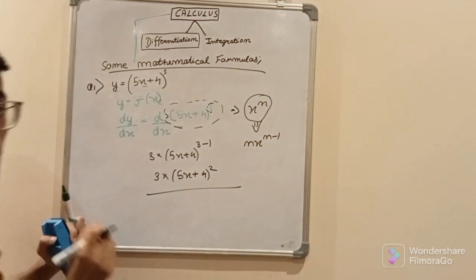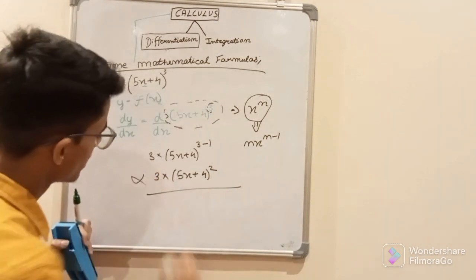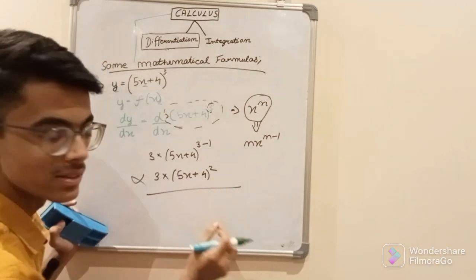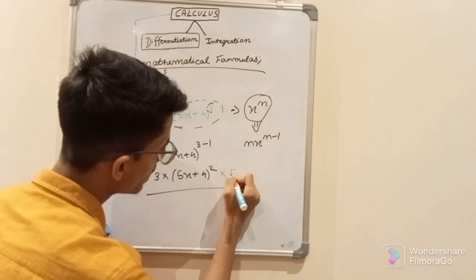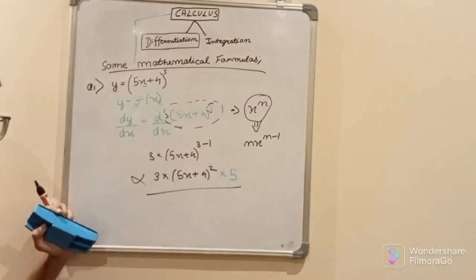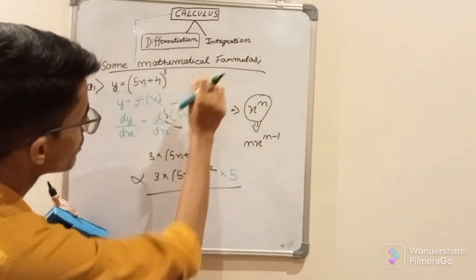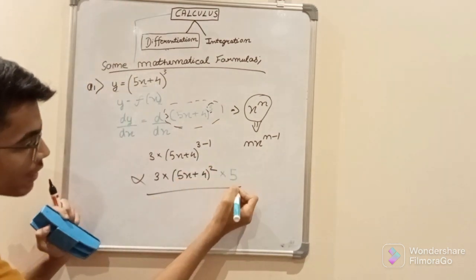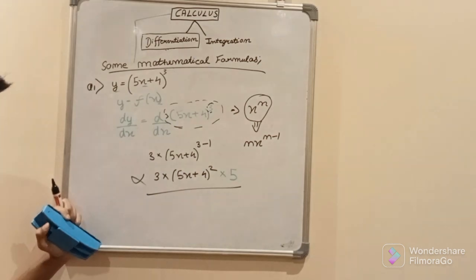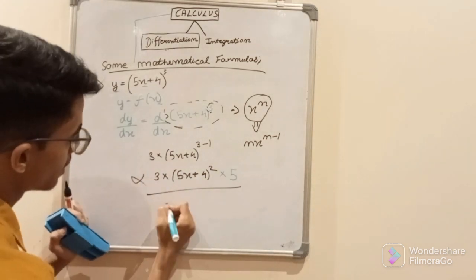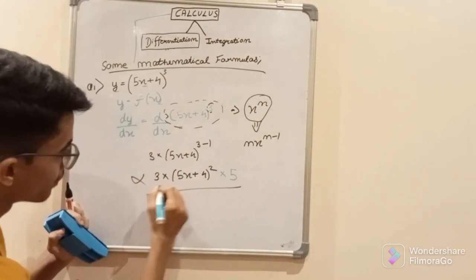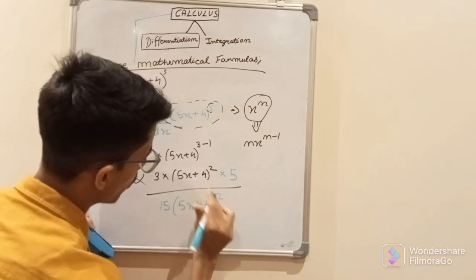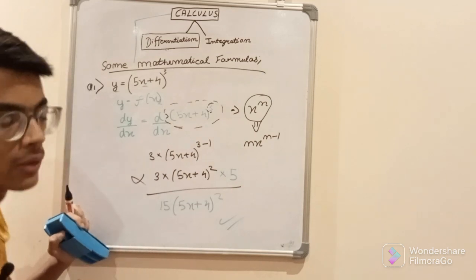But this is not our final answer. This is an incorrect answer because in the final step we have to multiply the answer by the coefficient of x. In each and every formula, the answer is incomplete if we do not multiply the final answer by the coefficient of x. So this is the final answer. We can simplify it further as 15 times 5x plus 4 whole square. This is the absolutely right answer.